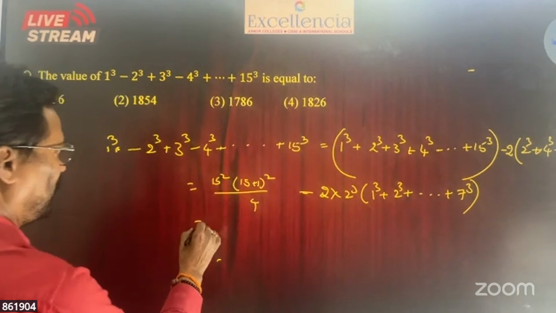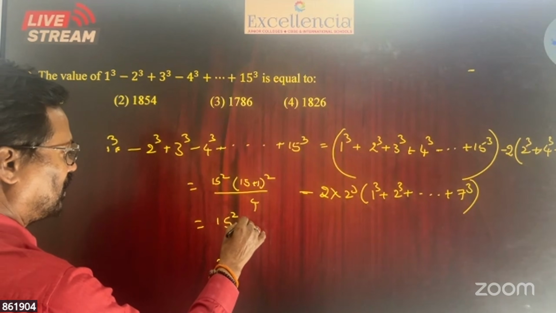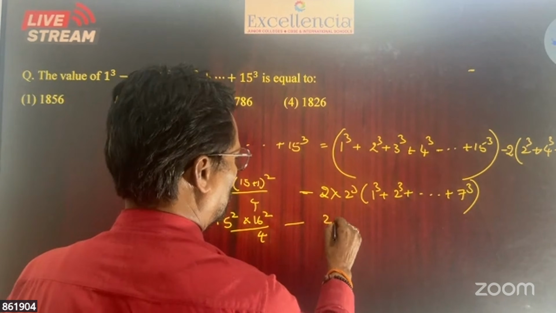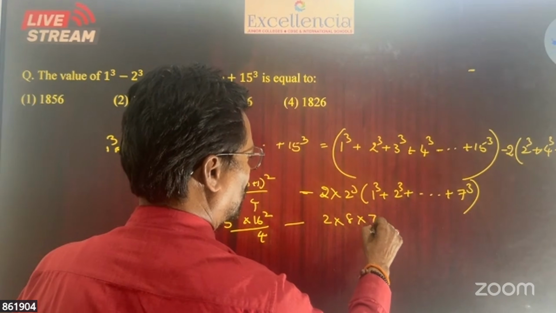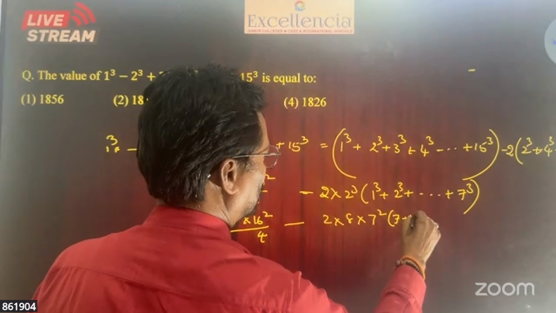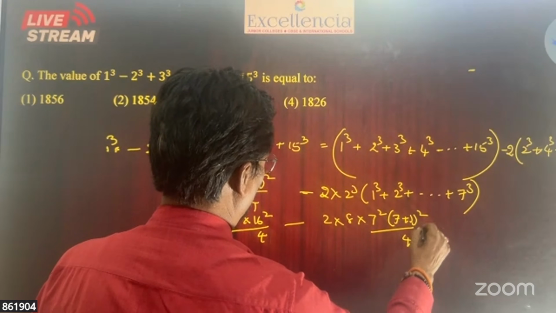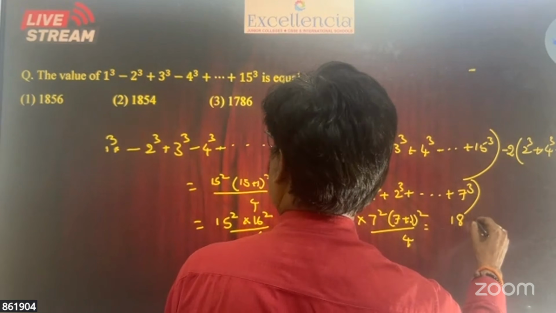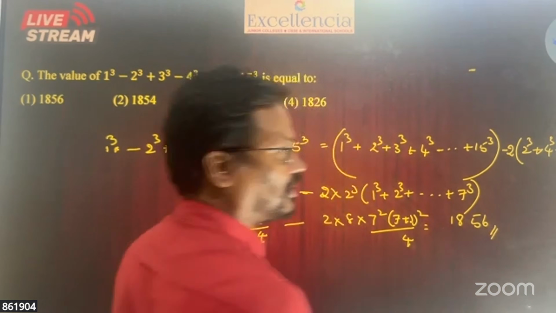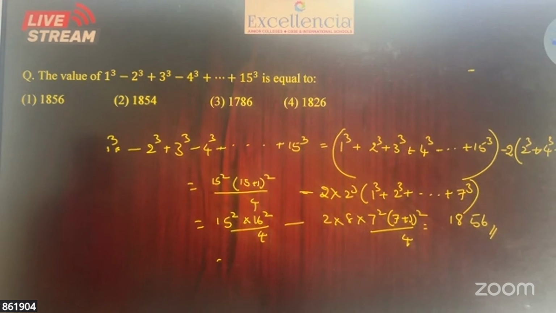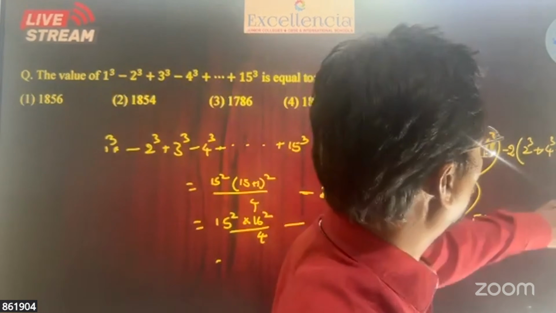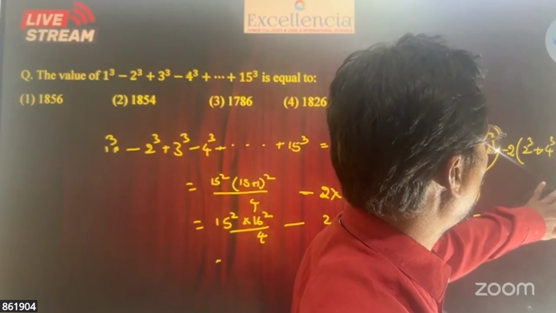Same way, if we simplify this, it is 15 square into 16 square by 4 minus 2 into 7 square, 7 plus 1 whole square by 4. Now if I simplify, we get the answer 1856. So this answer is correct. This is very simple. Many times this type of question is repeated, similar questions appear. Now, let us see the next one.